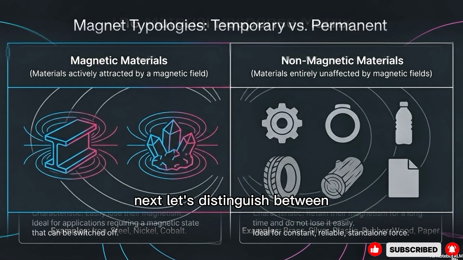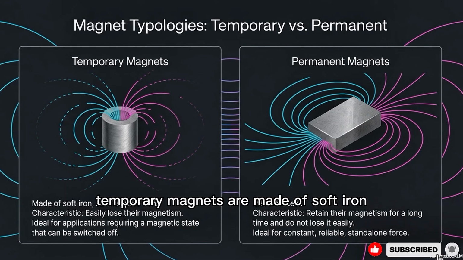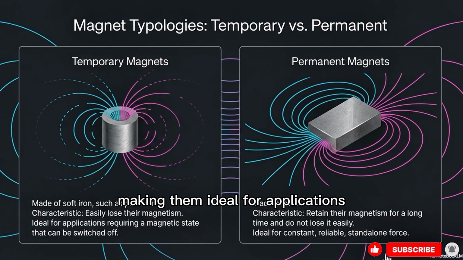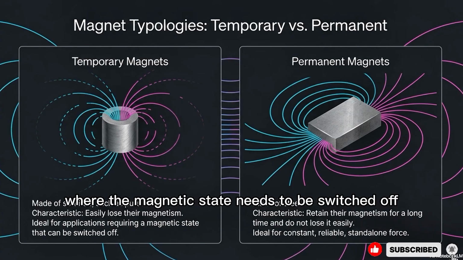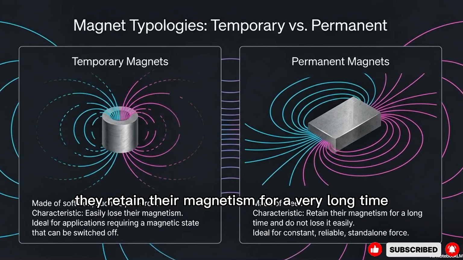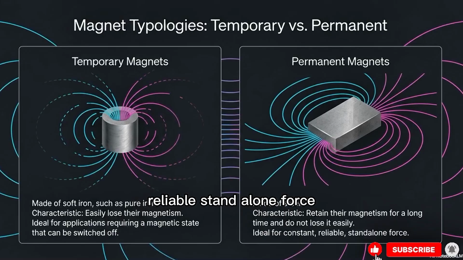Next, let's distinguish between the two major typologies of magnets. Temporary magnets are made of soft iron, like pure iron. Their main characteristic is that they easily lose their magnetism, making them ideal for applications where the magnetic state needs to be switched off. Permanent magnets, however, are made of steel. They retain their magnetism for a very long time and are ideal when we need a constant, reliable, standalone force.